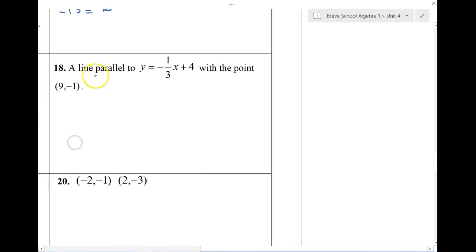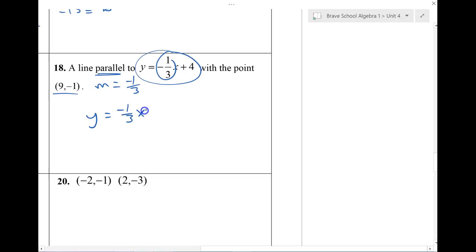Now, a line that is parallel to this equation with the point 9, -1. I know we didn't go over this too much in class, but a line that's parallel has the same slope. So the slope of the line, we know, is -1/3. If the line is parallel, then the slope is -1/3. So then we just set up our equation.